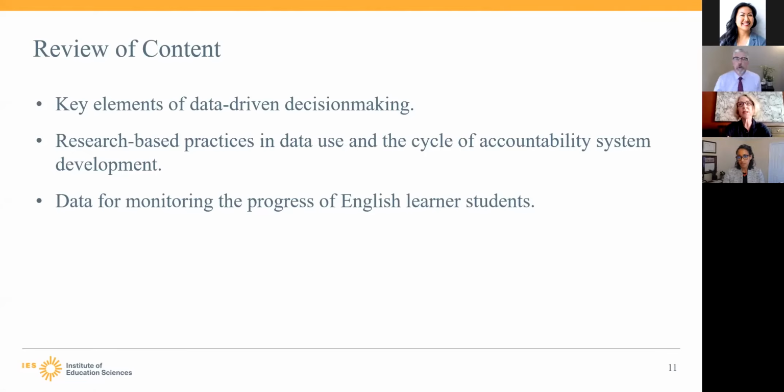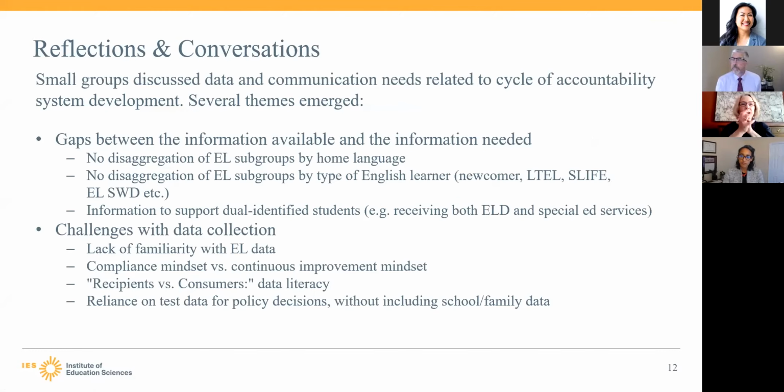And after Eric's presentation, participants went into breakout rooms to discuss data and communication needs related to the cycle of accountability system development. And they were asked questions like, what are we interested in learning from our data and toward what end? And what indicators do we include or want to include in our accountability system, and which data are available? And who within our agency needs to be in the accountability discussion, and how do we inform and engage our colleagues? So in these rich discussions, a couple themes emerged.